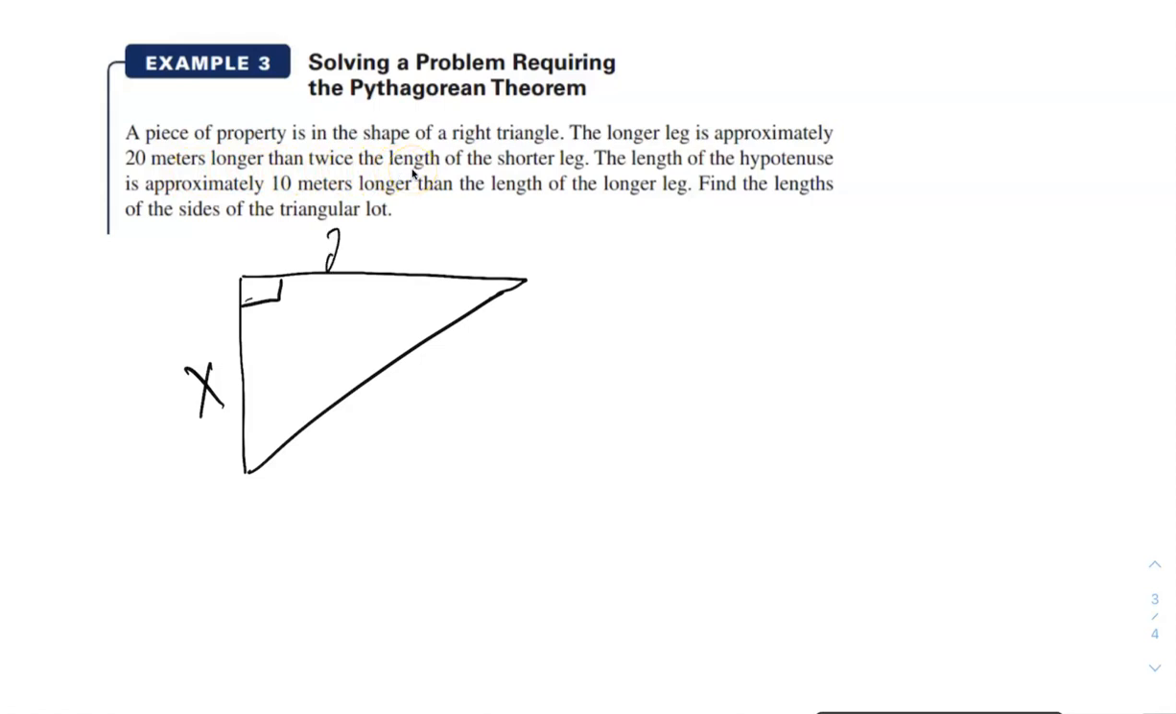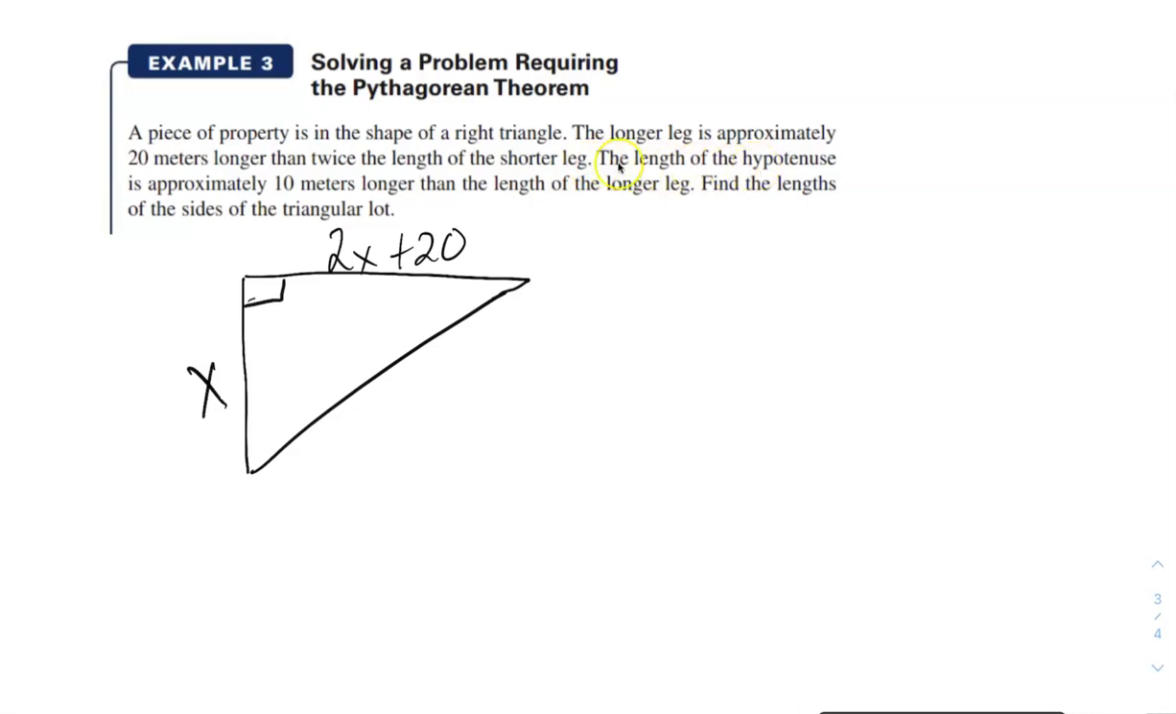So twice the shorter leg plus 20 meters. So like that. And then they say the length of the hypotenuse is approximately 10 meters longer than the length of the longer leg. So here's the longer leg, and then we're 20 meters longer than that. So we're like 2x plus 20 plus another 10, which would give us 2x plus 30. That's the hypotenuse. Find the length of the sides of the triangular lot. So you want to find the length of the sides.